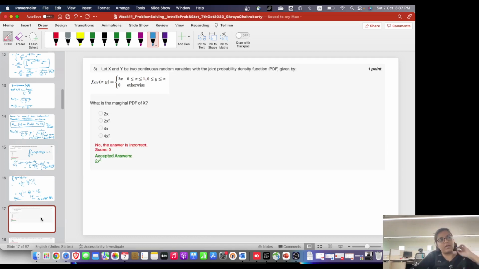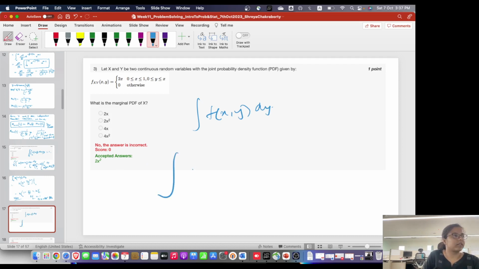Suppose X and Y are two continuous random variables with the probability density function such as this. Then what is the marginal PDF of Y? So the marginal is the integration of f(x,y) over dy. Here it will be 2x dy. Now we have to find out where y ranges from. The range of y is from 0 to x.